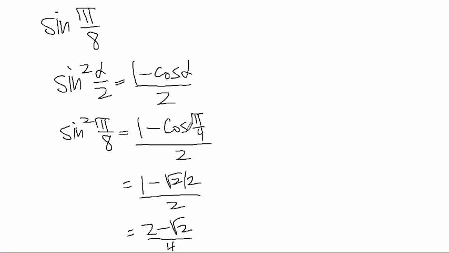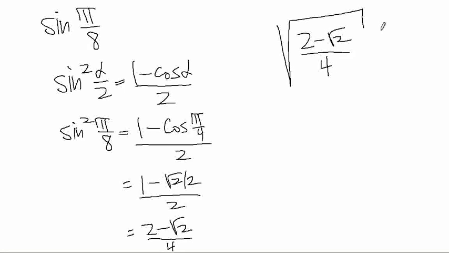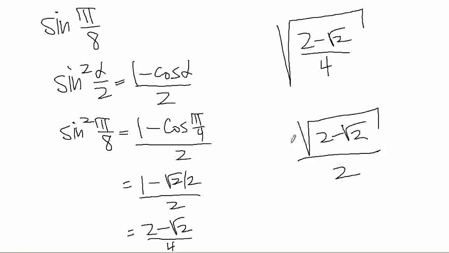And we are interested in the positive square root of the bottom because pi over 8 is an acute angle, so the sine value will be positive. And so we're left with the square root of 2 minus the square root of 2 over 4. And we can take the square root of 4, that's 2. So the final answer is the square root of 2 minus the square root of 2, all over 2. All right.